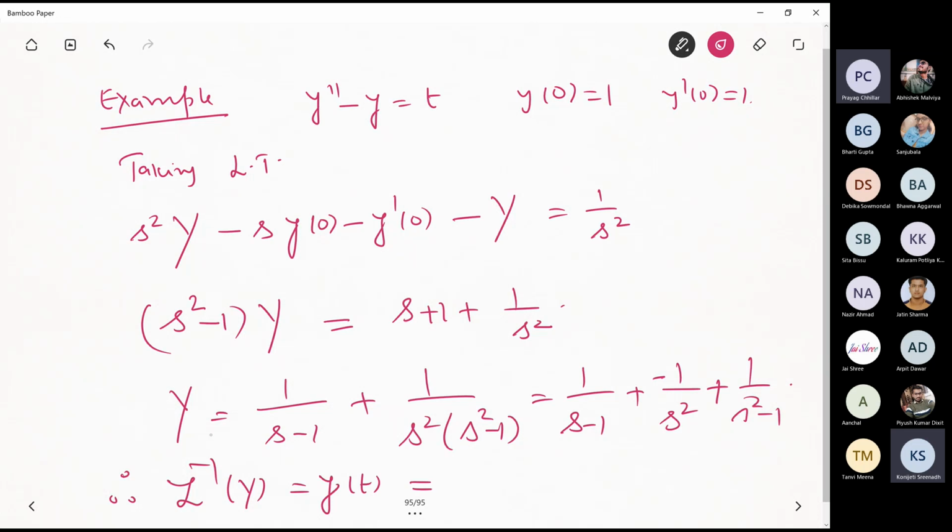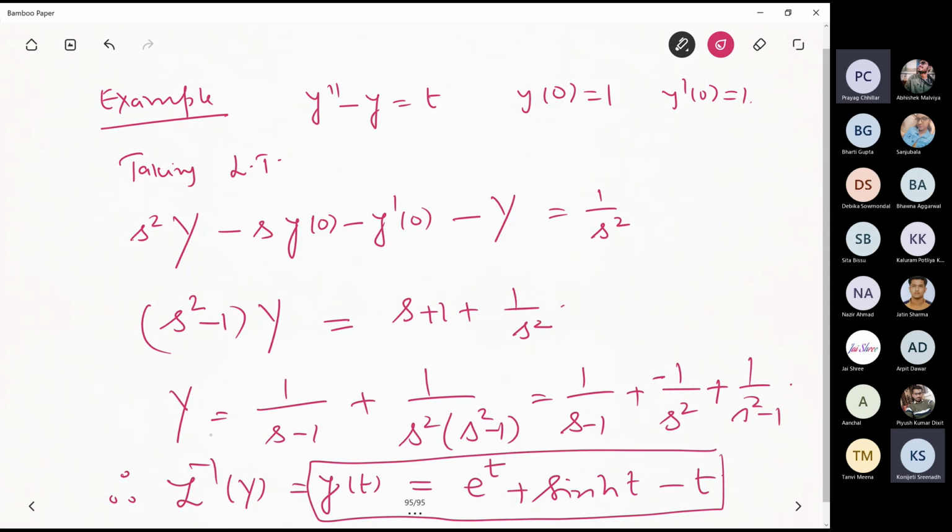You know that 1 by s minus 1 is the Laplace transform of e power t. And similarly, 1 by s square minus 1 is the Laplace transform of sine hyperbolic t. And the last one, 1 by s square, is the transform of t. Therefore, this forms the solution. So we identify the functions for which this is the Laplace transform. So from that we write the solution of this equation.